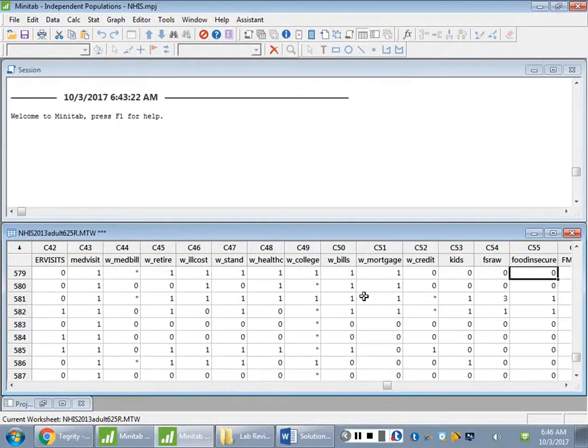Well, this is the review of the 2 independent group lab using the NHIS 2013 Adult 625R dataset. I want to run through these problems and make sure that everybody knows, and then we'll go through the questions to go with it. All right, so first of all, I have the dataset open. Let me show you our first problem.